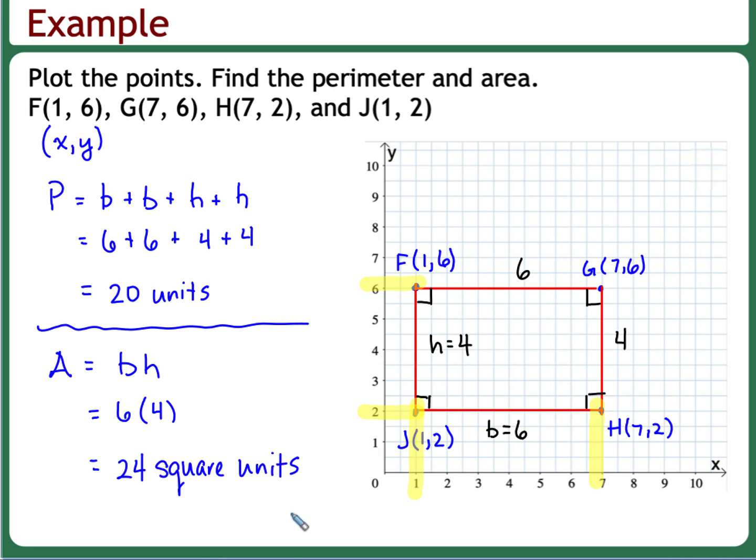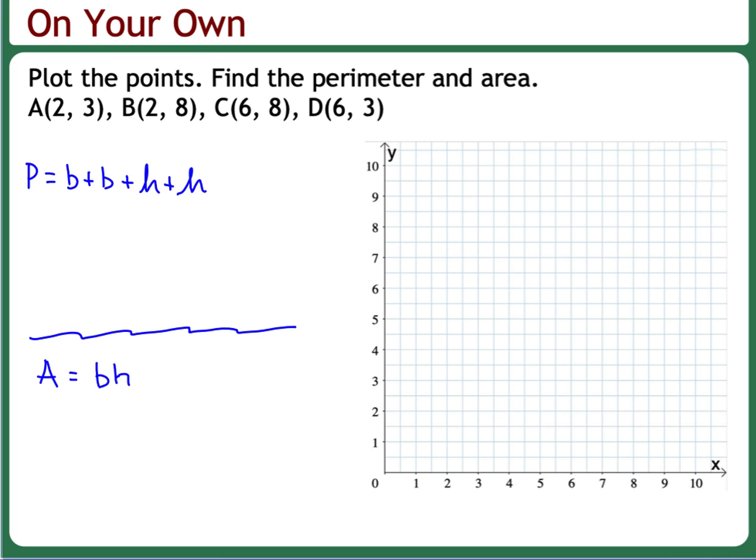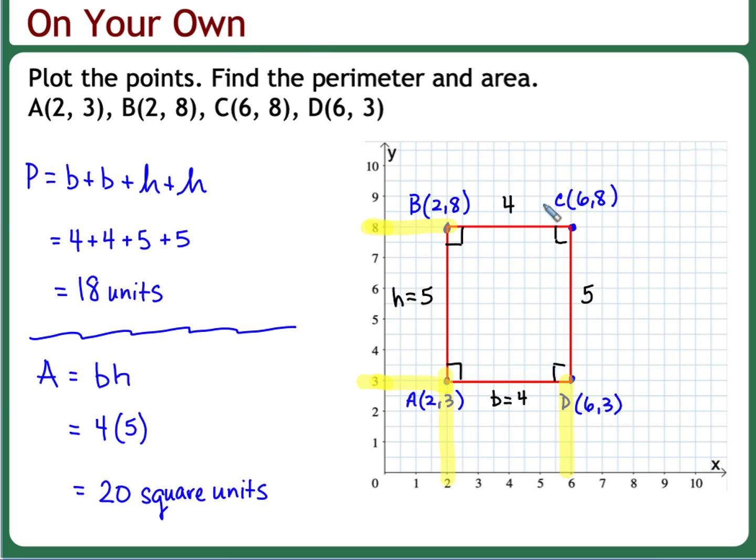All right, so I'm going to let you go ahead and do a few on your own. So this first on your own, after you plot the points, you should end up with a rectangle. If you don't end up with a rectangle, you made a mistake somewhere. So go ahead and plot the points, create your rectangle, find the base and height and then use it for the perimeter and area. All right, so for this one, the base is 4, the height is 5, so the perimeter is 18 units. And then for the area, 4 times 5 is 20 square units.